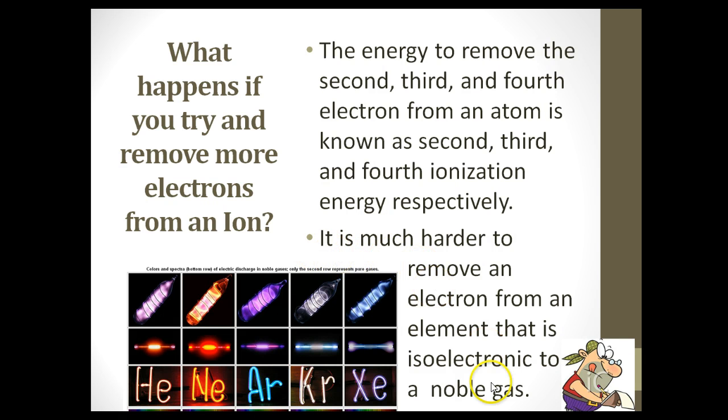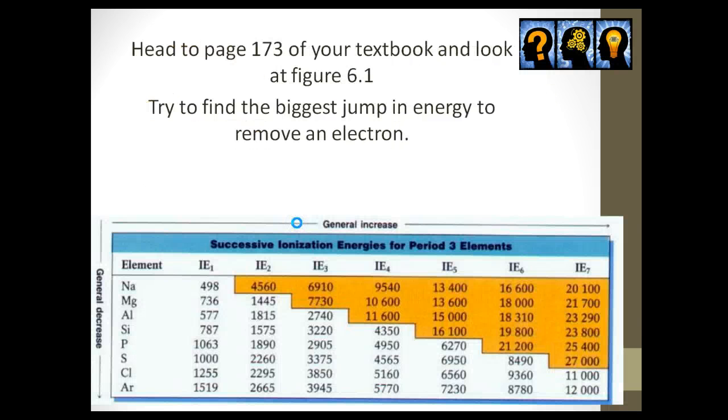The key idea here is going to be our elements that are stable are the noble gases. If you try to remove an electron from a noble gas, it's going to take a lot of energy. Right? And let's look at that. So have your periodic table handy. We can go through this together.